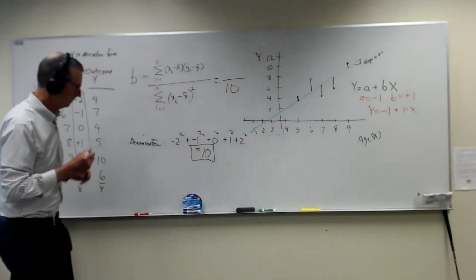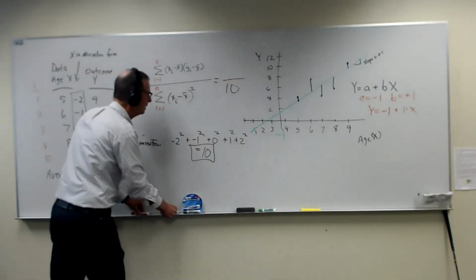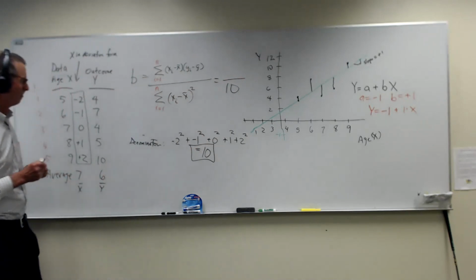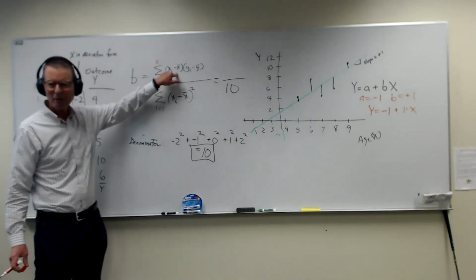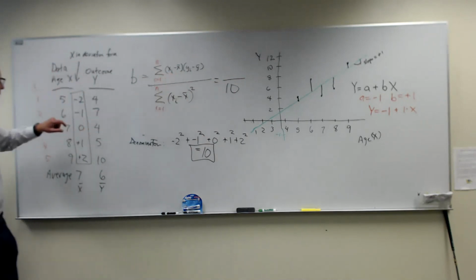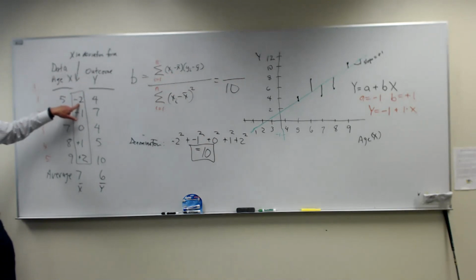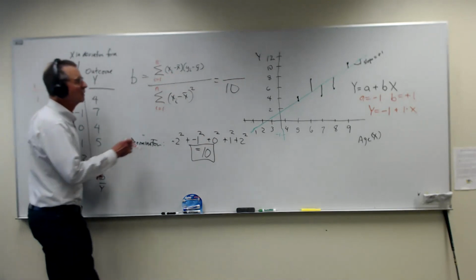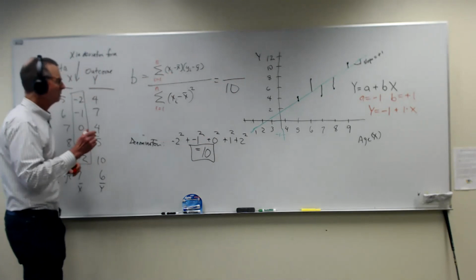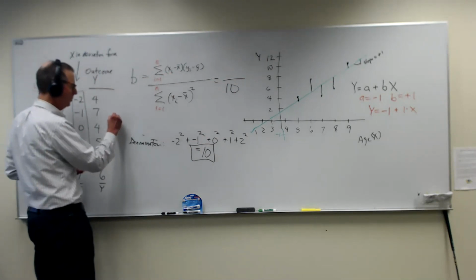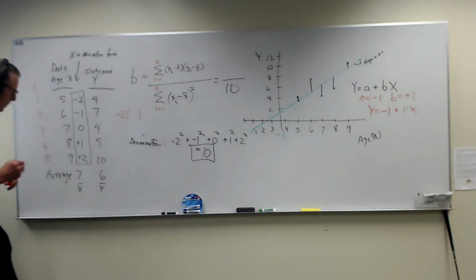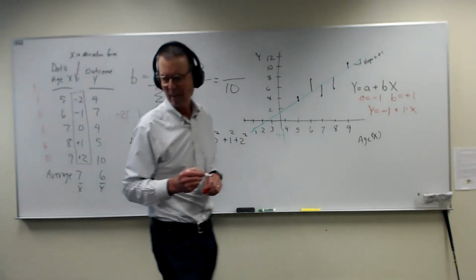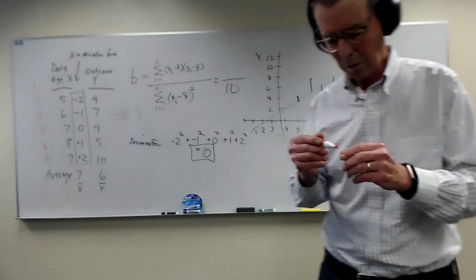And what about the numerator? The numerator, let's use red here, is going to be, for the first case, xi minus x bar, which is minus 2, times yi minus y bar. So we've got minus 2 times, what's yi minus y bar?